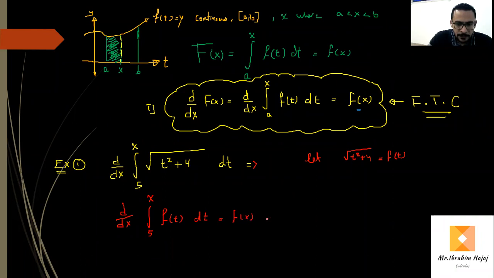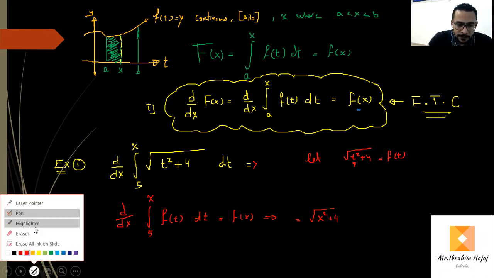What does it mean by f of x? We have to replace the f of t by f of x, or replace this t by x. So simply, your final answer will be the square root of x squared plus 4. So if you have any question including the t, you can replace the t directly by x.